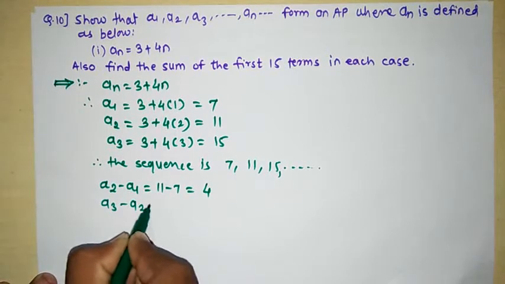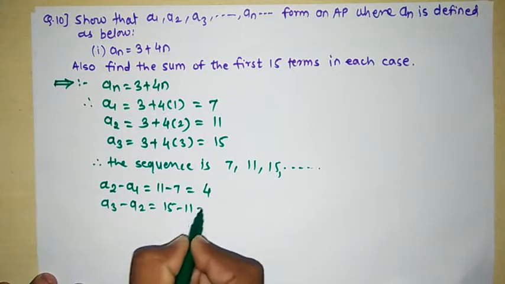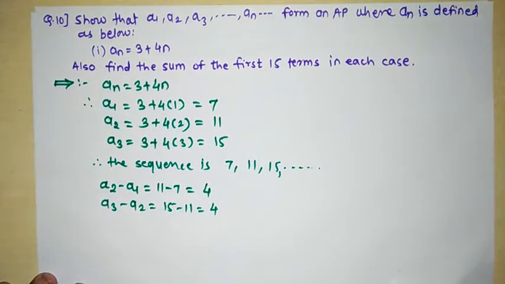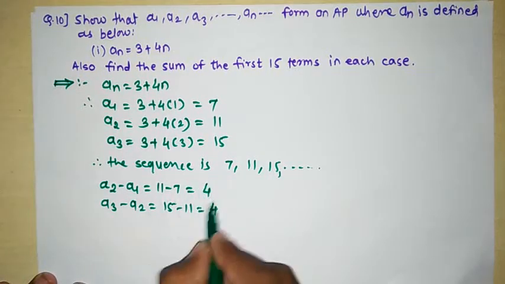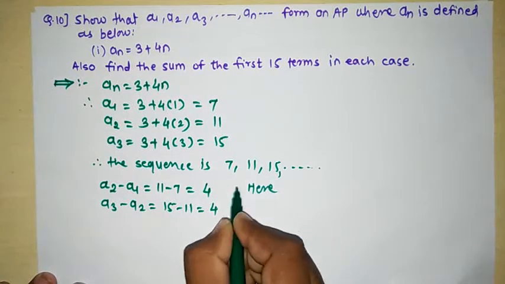Now we will find a3 minus a2 also. a3 minus a2. 15 minus 11, where a3 is 15 and a2 is 11. 15 minus 11 is equal to 4. Now here we got the difference between all consecutive terms is the same.